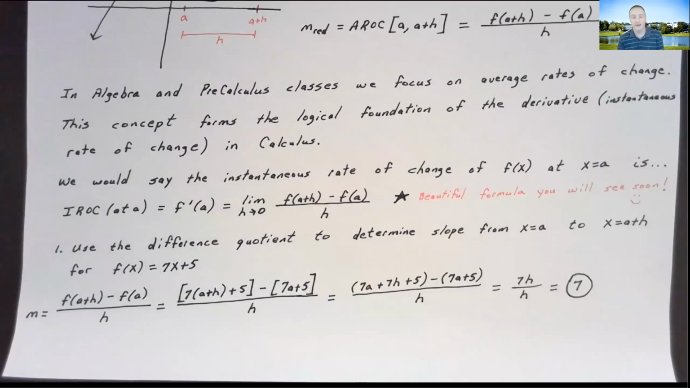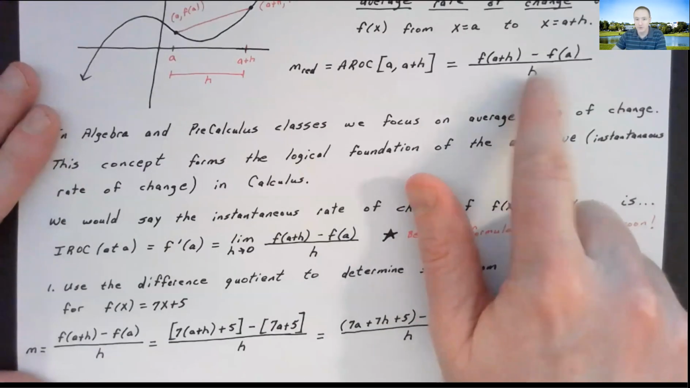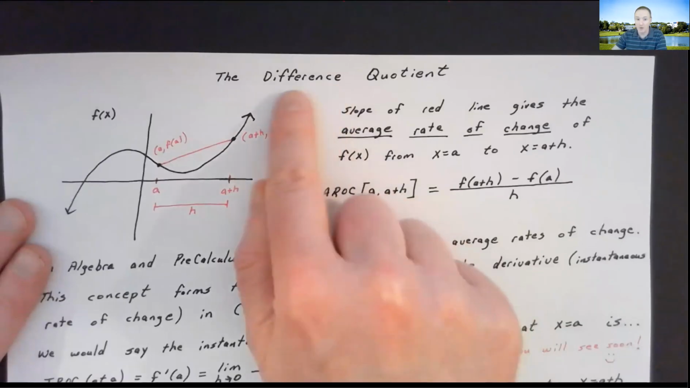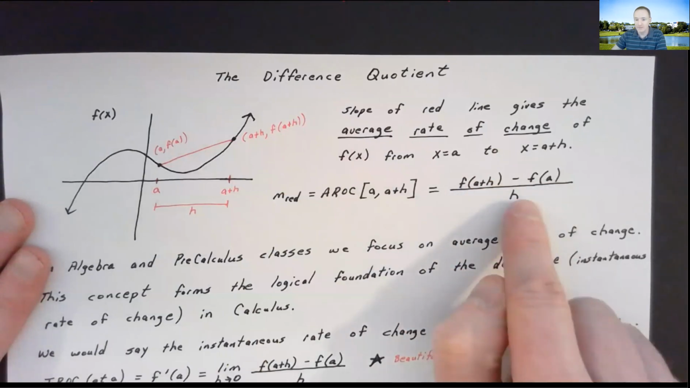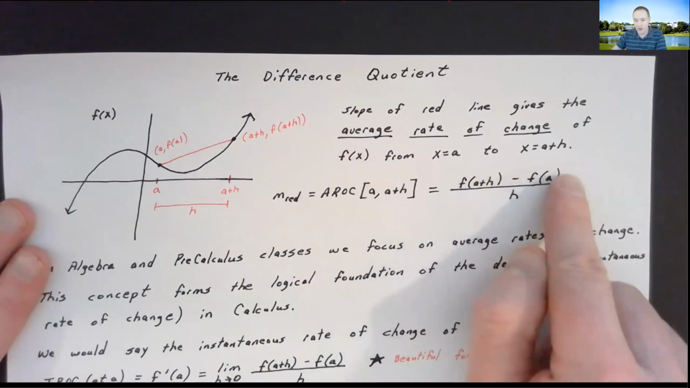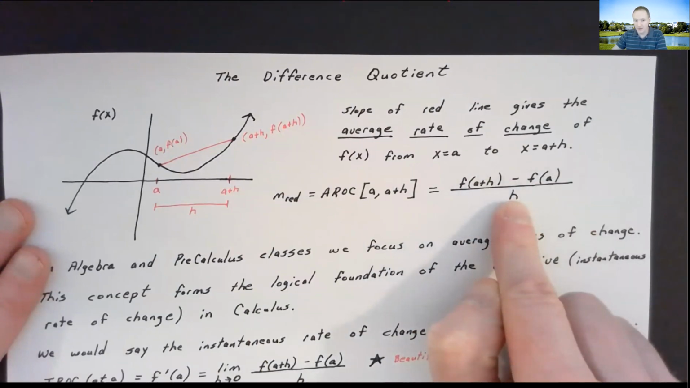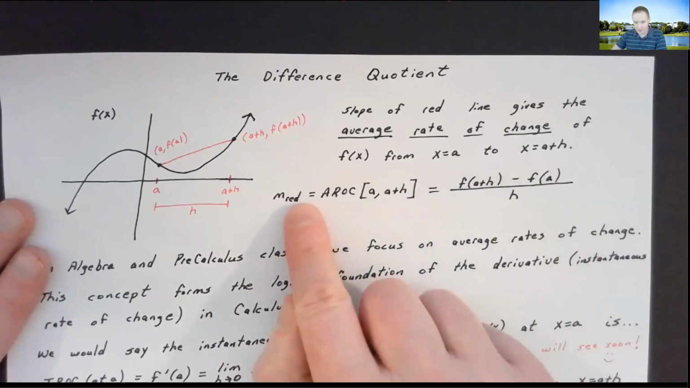Let's first look at a difference quotient problem here. I'm asking you to use the difference quotient. Use this formula right here. This formula is called the difference quotient. So f of a plus h minus f of a over h. And again, please remember, this is just the change in the y values over the change in the x values. Slope is always the change in y over the change in x.